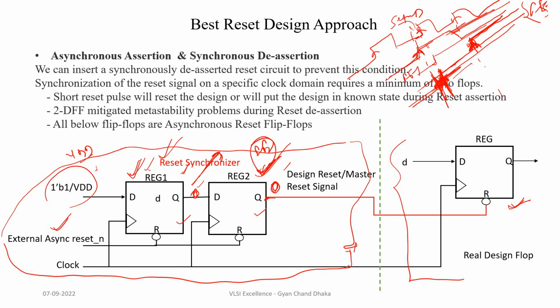In short, in this reset design approach, flip-flop 2 can never go metastable. Flip-flop 1 can go metastable if the reset de-assertion happens near the active clock edge, but flip-flop 2 can never go metastable, and hence our design flip-flops are always in a known state. They can never go into the metastable state. So this two flip-flop reset design approach, also called the VDD based reset synchronizer approach, can prevent the metastability issue which can be introduced by asynchronous reset de-assertion.